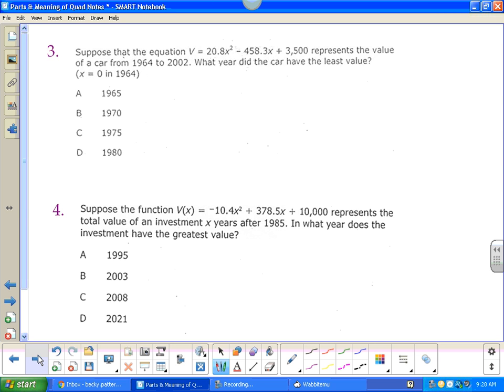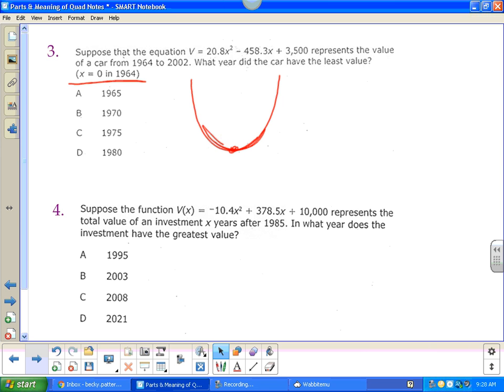Suppose that equation represents the value of a car from 1964 to 2002. What year did the car have the least value? Okay, now this is really important too. They're baselining it in 1964. So if x equals 1, we're talking about 1965. x equals 0 is 1964. Now this is a parabola that opens up, so I want to know when it has the least value. So I'm looking for where it bottoms out.